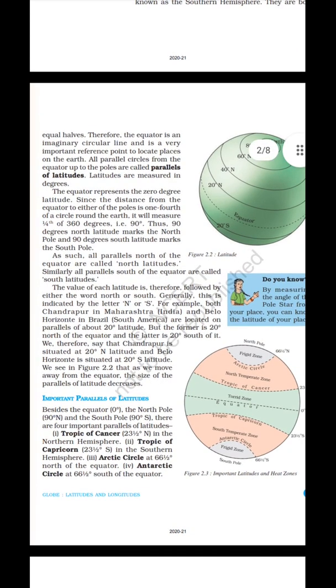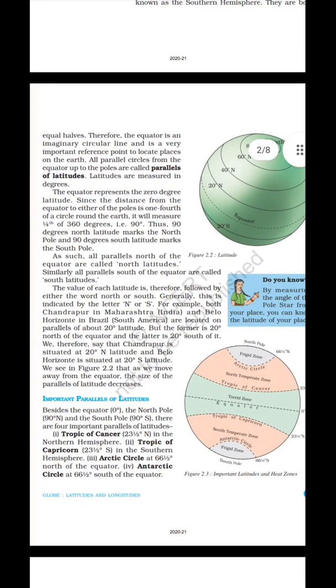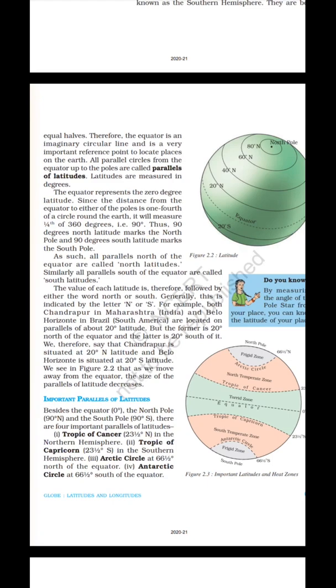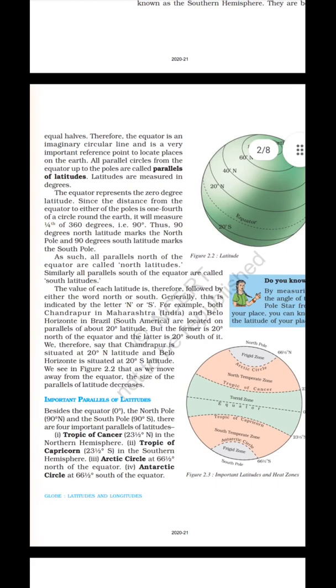on the earth. All parallel circles from the equator up to the poles are called parallels of latitudes. Latitudes are measured in degrees. Take a look at figure 2.2, latitude. North Pole, 80 degrees N, 60 degrees, 40 degrees, 20 degrees, Equator, 20 degrees S, South Pole. Do you know, by measuring the angle of the pole star from your place, you can know the latitude of your place?